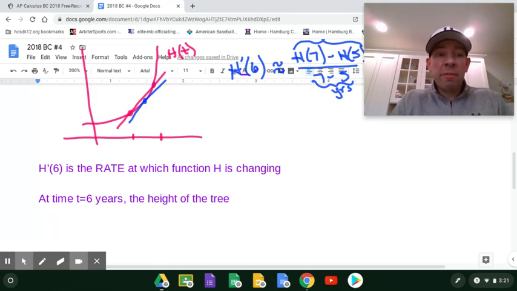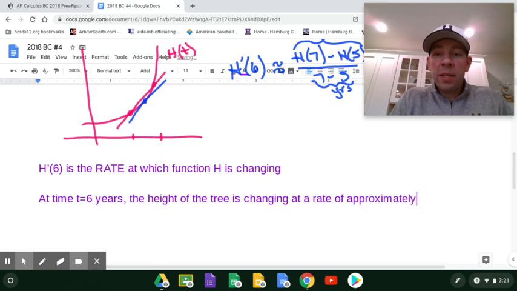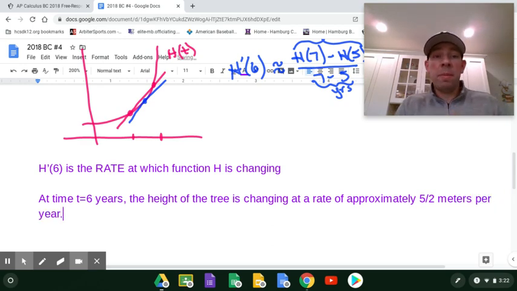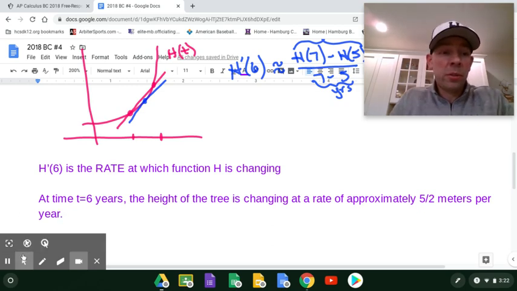Now I need to address the fact that it's a derivative. There's a prime sign, okay, is changing at a rate. So there's my prime sign. Now my answer was changing at a rate, I should say approximately, rate of approximately, we'll say 5 halves. And then my units are going to be meters per year. And now I've covered all my bases. So really spent a little more time than I planned on in part A, but I just want to really make sure we feel good about that question.